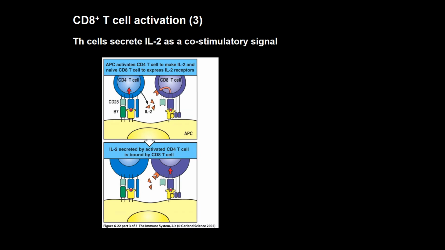The other way that a CD4 cell can help is by producing a cytokine called interleukin 2. Interleukin 2, if produced at high enough levels, and this will be locally, the CD4 cell could be right next to the CD8 cell, can directly interact with CD8 cells and help provide that second signal for activation.